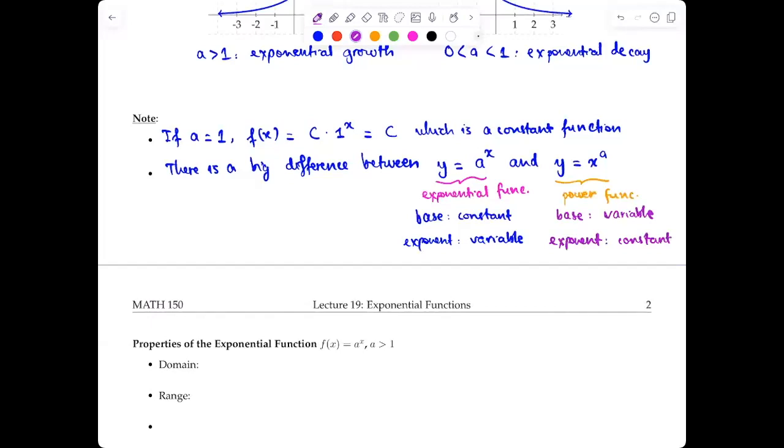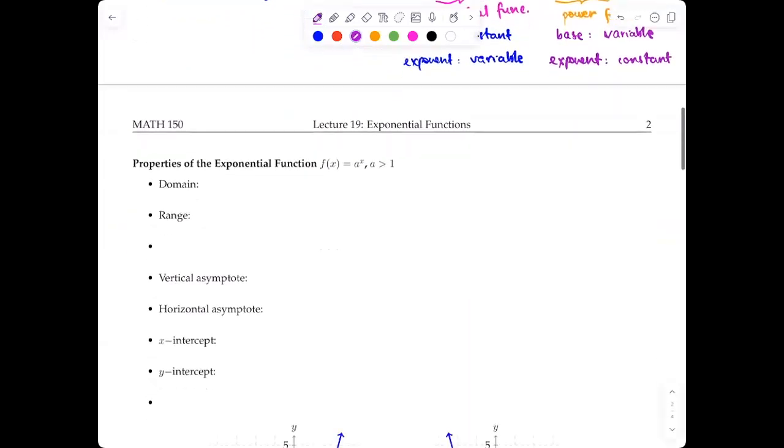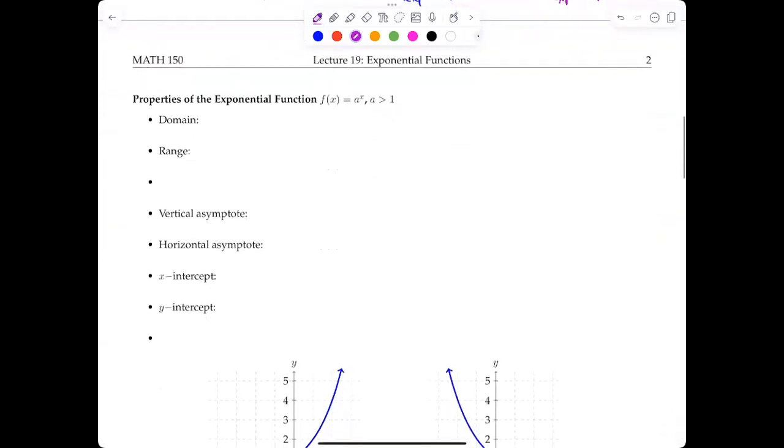All right, now let's move on to another topic. It's called properties of exponential functions. You saw a couple of properties earlier in the definitions, but here we get into more detail: how to find the domain, the range, vertical asymptote, horizontal asymptote, and other things. All right, so the domain of any exponential function is all real numbers, right? Or from negative infinity to positive infinity.